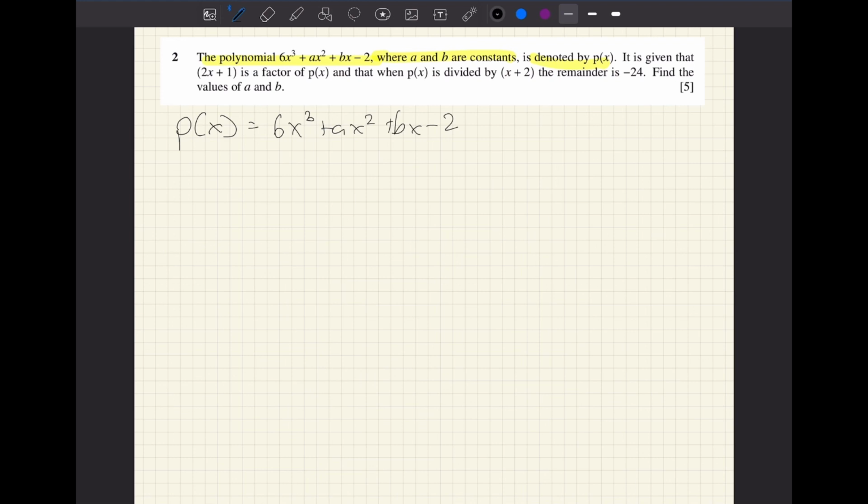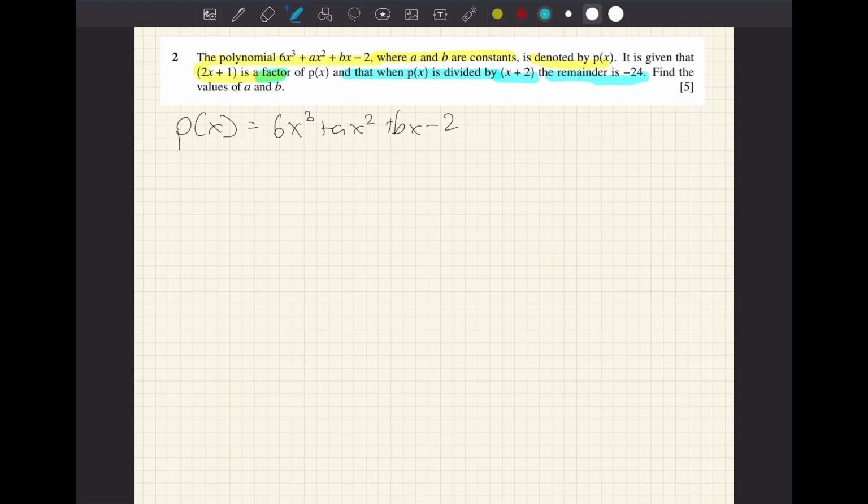This is the first step, the first phase of solving questions. You have to get all the important data down first. It is given that 2x plus 1 is a factor. Keyword: factor. I'm going to highlight this in green as well. Of p of x. And that when p of x is divided by x plus 2, the remainder is minus 24. So x plus 2 is not a factor.